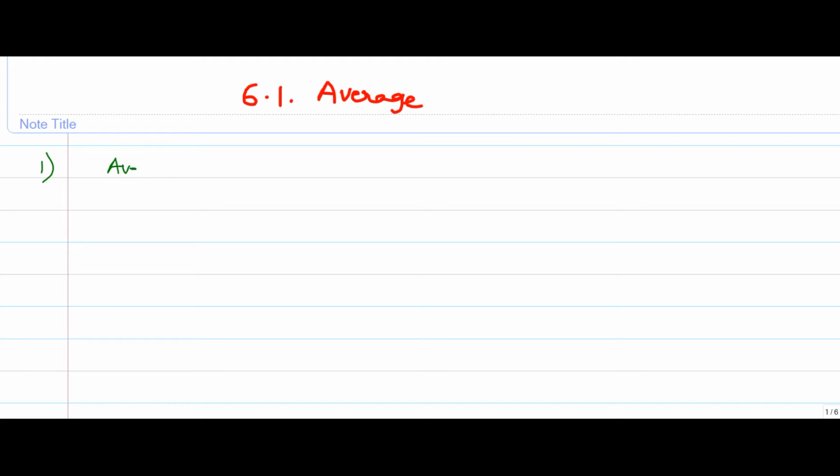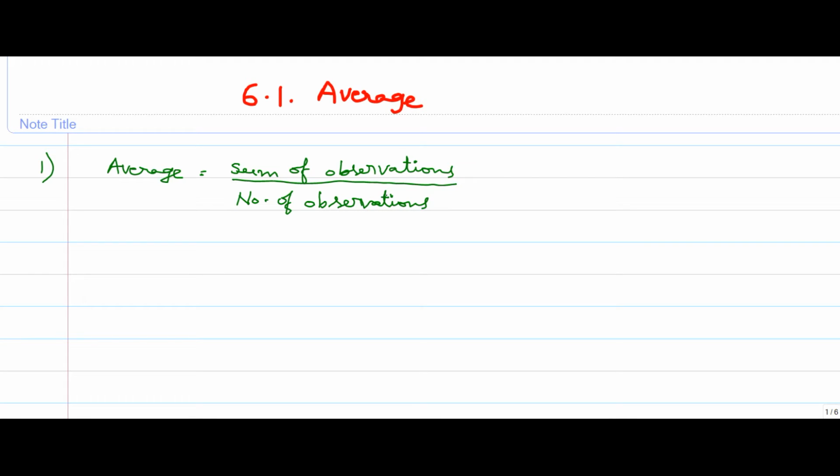So average is equal to sum of observations divided by number of observations. We will look into each formula in detail while proceeding to the problems. So this is the main formula for average: sum of the observations divided by number of observations.